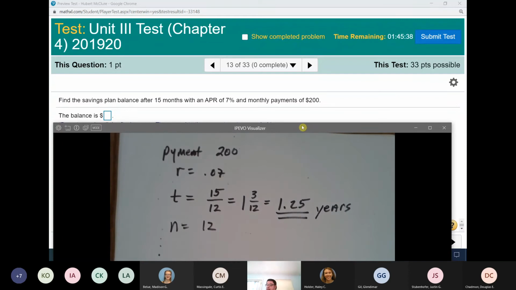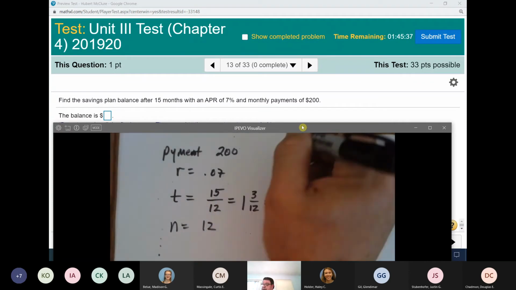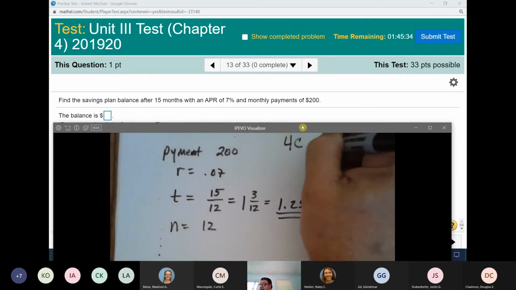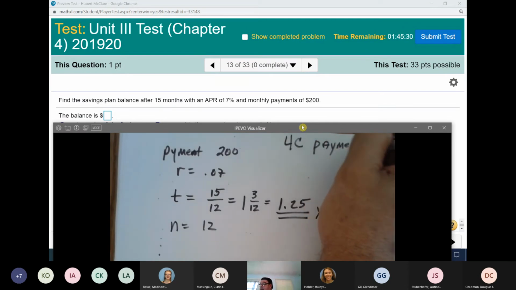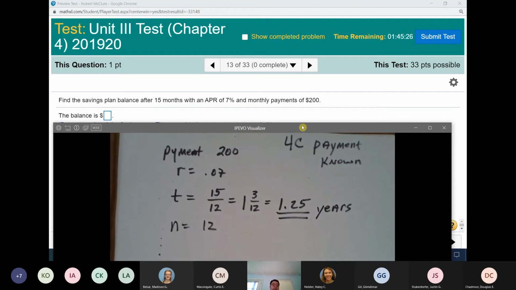So this would go into 4C. This is 4C, payment known. And the only reason I think it's 4C, payment known, and not simple interest or compound interest is you're making monthly payments. And that's a savings plan. That's not compound interest or continuous interest.